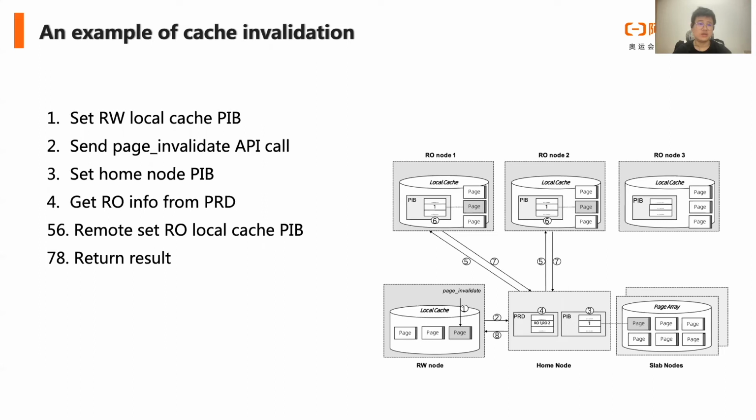Once the home node receives the API call, it will first set the local PIB in the home node, and then it will obtain the corresponding RO copy information of the page from the page reference directory. Steps 5 and 6 represent the process of the RDMA remote write to set the PIB of the RO node to invalidate the page copy in the RO node. And steps 7 and 8 represent the result finally returned to the RW node.